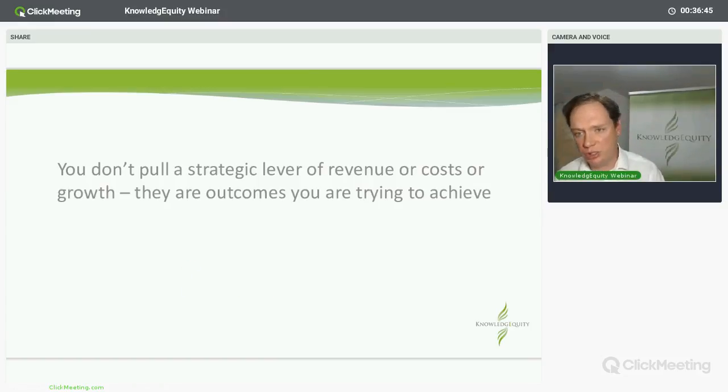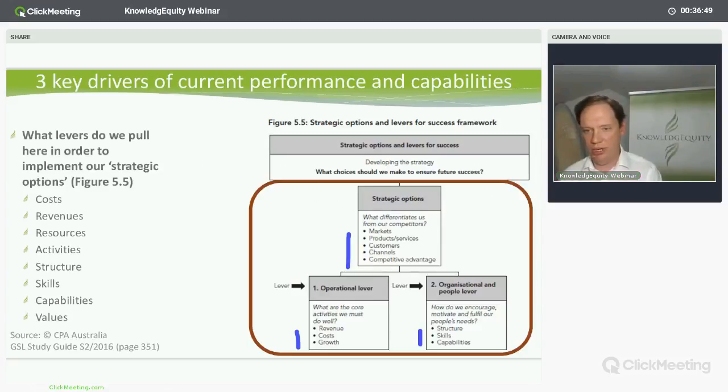Think about it this way: you don't pull a strategic lever of revenue or costs or growth. They are outcomes you're trying to achieve. Also think of it this way: strategic drivers and levers are in a sense the same thing. It really shouldn't say strategic options so much. They're the drivers that you've analyzed after you know what the external environment's going to be like, and you're going to use some of them. In a way, they're your levers more so.